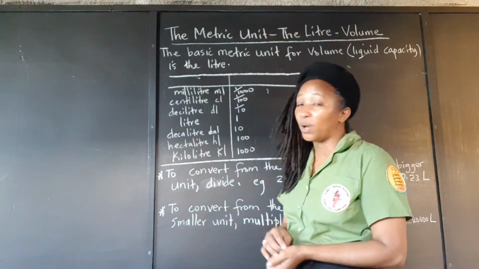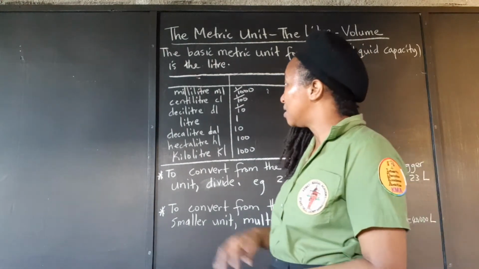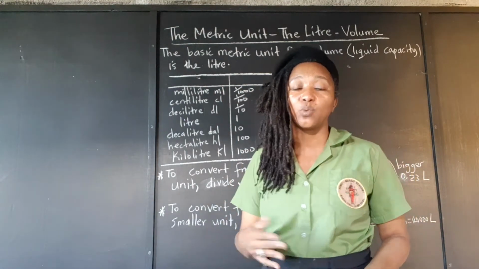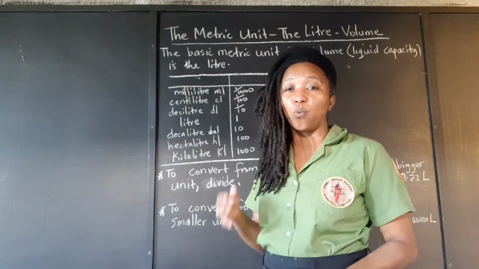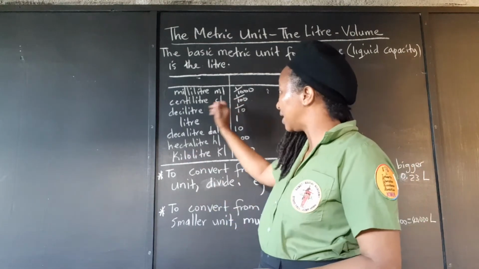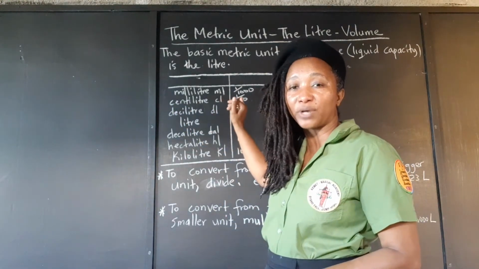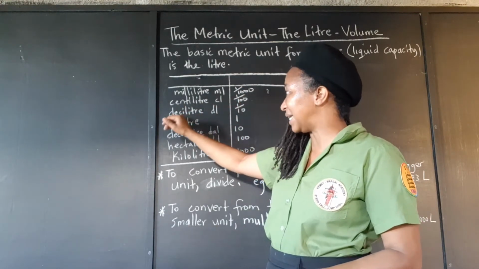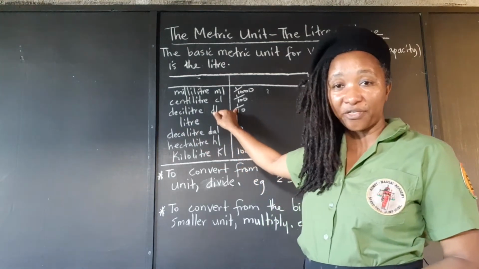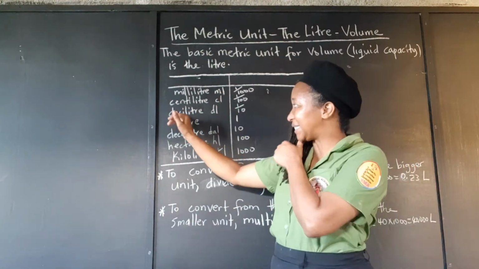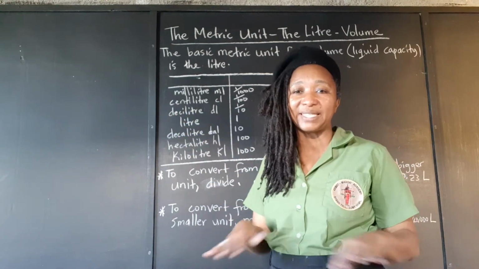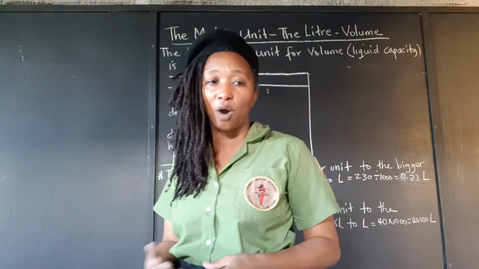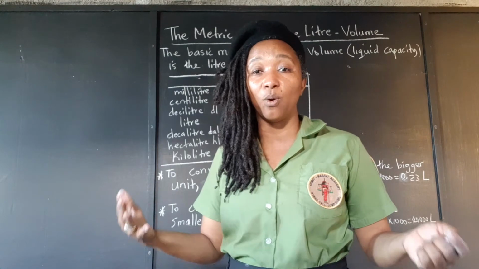Again, let's recap what the prefixes mean. Milli means 1,000th. So a milliliter is 1,000th of a liter. It takes 1,000 milliliters to make a liter. Centi indicates 100th. So it takes 100 centiliters to make a liter. Deci indicates 1/10. It takes 10 deciliters to make a liter. Remember, the liter is the basic unit for capacity or volume, how much liquid a container can hold.